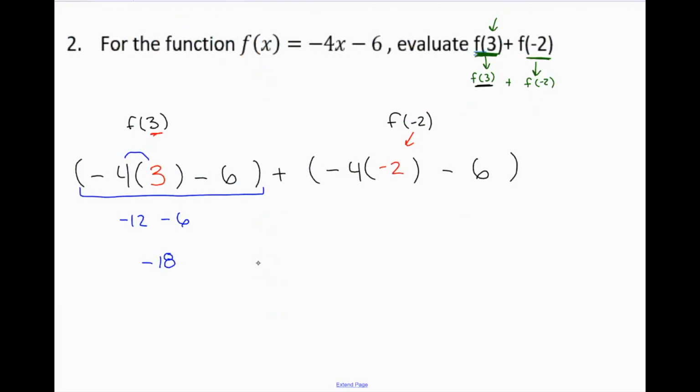But I'm not done yet. I'm going to add that, and I'm going to do the same thing on the other side. I'm going to do -4 times -2. That's going to get me +8 minus 6. 8 minus 6 is 2. So now I'm doing -18 plus 2. -18 plus 2 is going to give me -16.